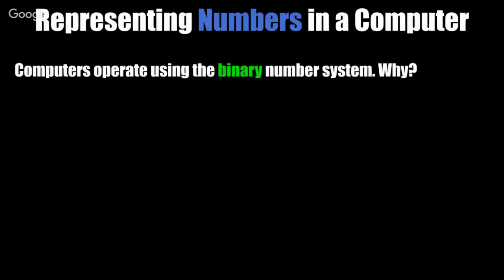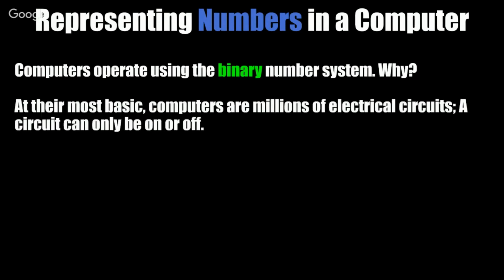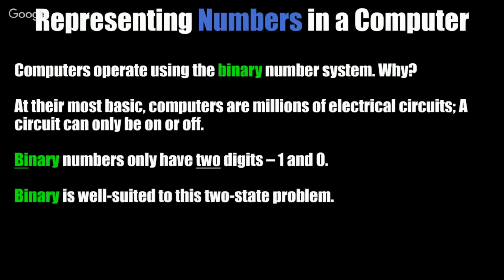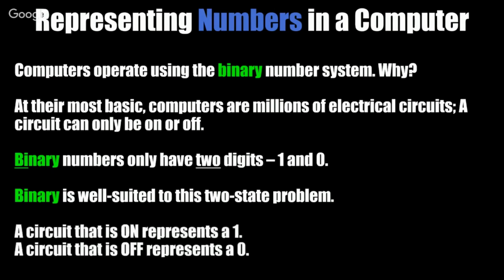All computers operate in the binary system. They do this because at their most basic, computers are just millions of electrical circuits connected together. Electrical circuits can only exist in one of two states: on or off, powered or not powered. Binary numbers only have two digits, ones and zeros, so binary is well suited to the two-state nature of electrical circuits. In computers, a circuit that is on represents a 1, and a circuit that is off represents a 0.